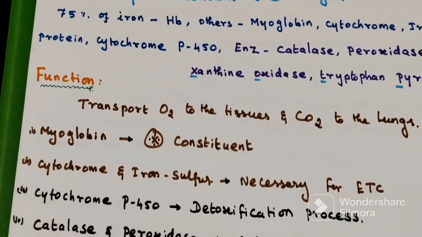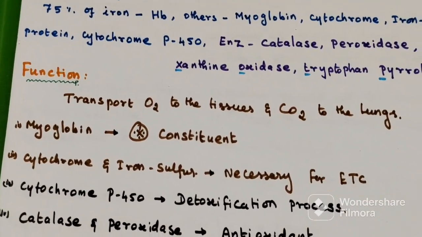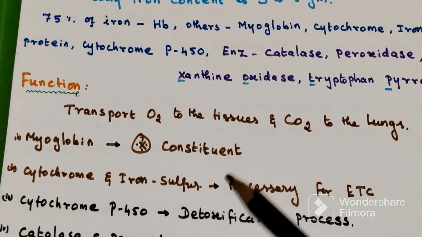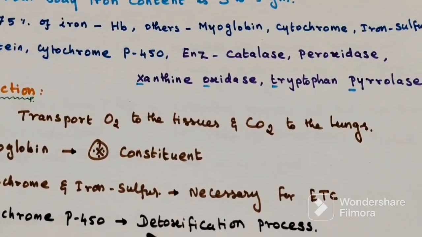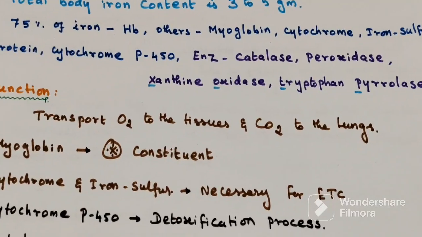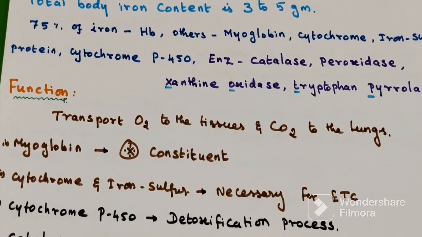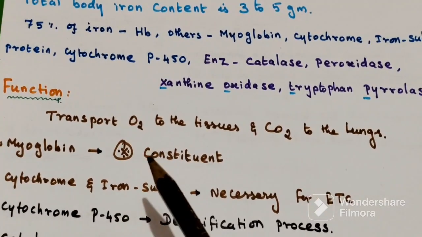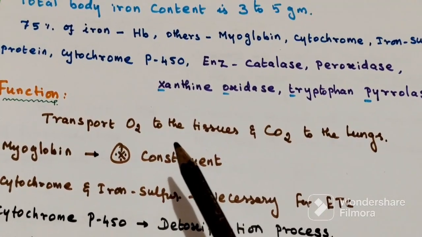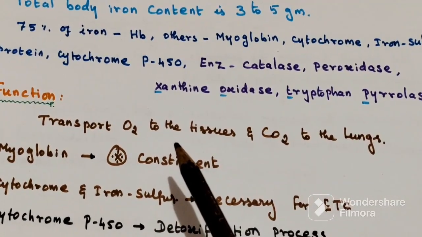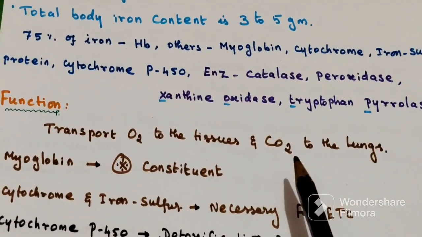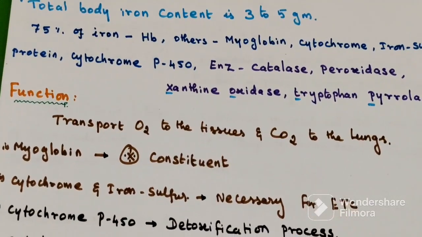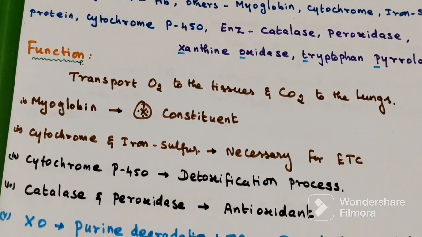The main role of iron in our body is to transport oxygen to the tissue, and carbon dioxide to the lungs. These are the main functions of iron. This is the important function of iron in our body.